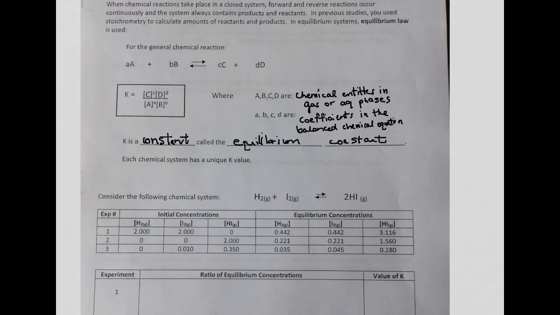K is a different value for each different chemical system, and at different temperatures for a particular chemical system, the K value will be different as well. That's why for most of the problems you'll see in equilibrium, a temperature is always listed. It's important to know what temperature the reaction's occurring at, because the K value for that temperature will be different than the K value for the same reaction at a different temperature.